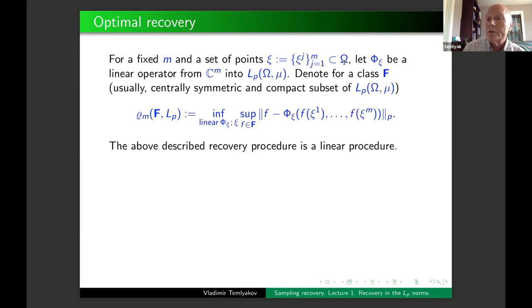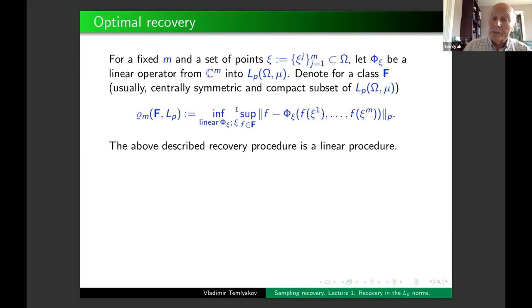So we begin with a set of points and we consider all operators, linear operators in this case, which map the function values, that is the vector of function values evaluated at these points, f at c_1 and so on, f at c_m. We apply this operator, which maps this into L_P(Omega, mu). Mu is a probability measure. And we measure the deviation from f in L_P norm. Then you take a supremum. So this will be a characteristic of this specific method, Phi, and the set of points.